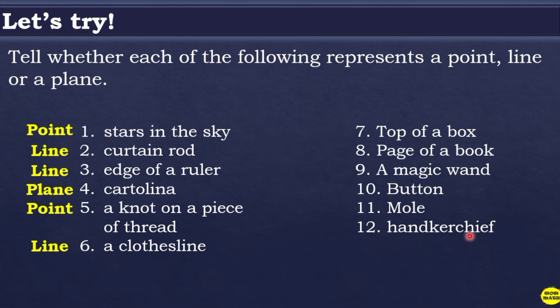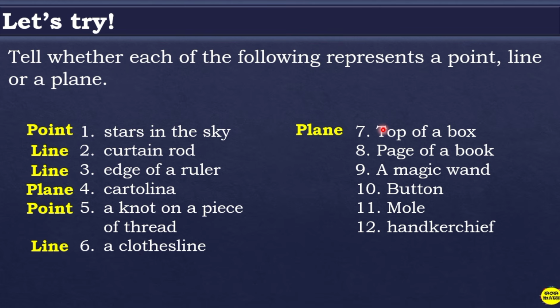Next, top of a box. If we have a box, how many planes does it have? Six: the four sides, plus the top and bottom. So we have six planes in a box. But what is said here is top, the upper part. So that is a plane. If the given were the corner of a box, that is a point. The edge of a box is a line. But since we have here top of a box, meaning its top, that is a plane.